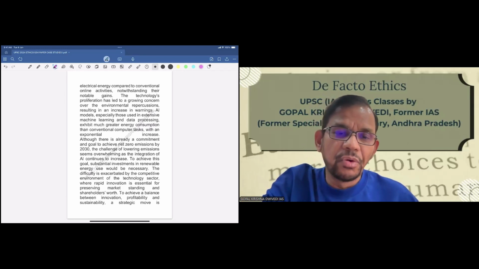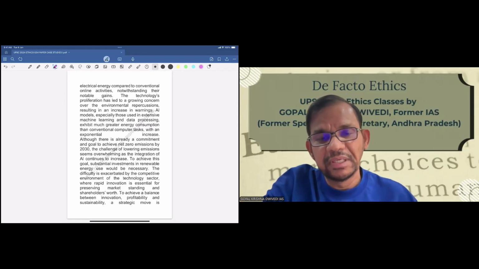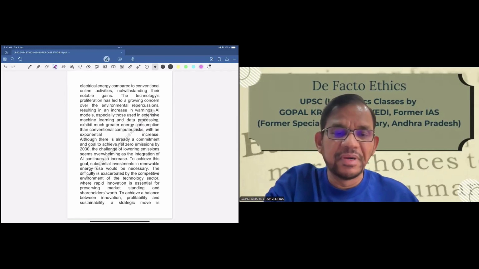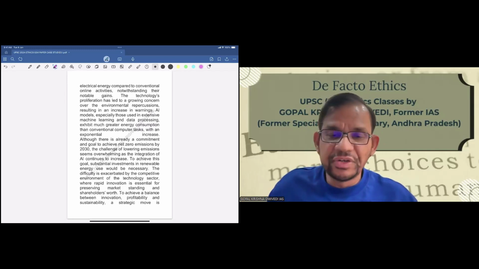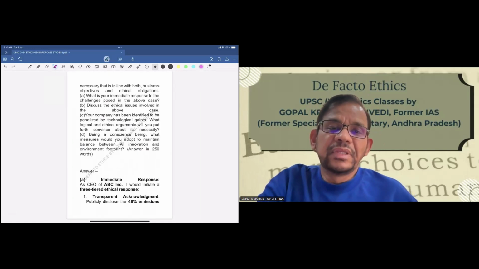To achieve this goal, substantial investments in renewable energy use would be necessary. The difficulty is exacerbated by the competitive environment of the technology sector, where rapid innovation is essential for preserving market standing and shareholders' worth. To achieve a balance between innovation, profitability, and sustainability, a strategic move is necessary that is in line with both business objectives and ethical obligations.